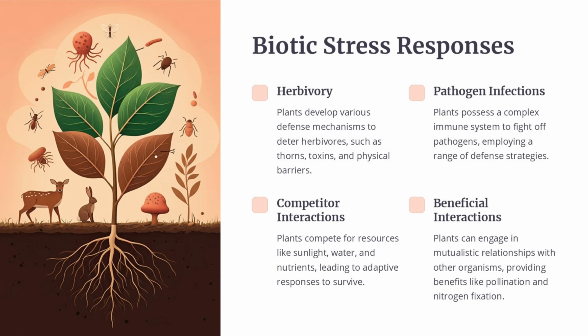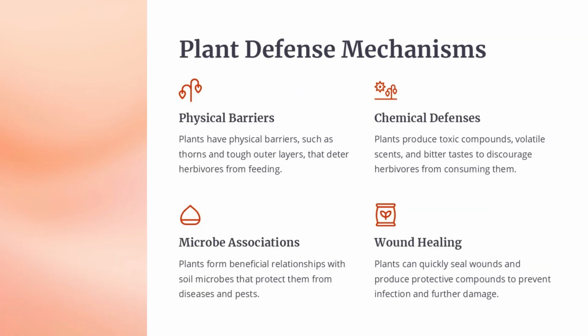Herbivory is a major threat, so plants develop thorns, toxins, and physical barriers to deter herbivores. Plants also have a complex immune system to fight off pathogens, using a variety of defense strategies. Competition for resources like sunlight, water, and nutrients leads plants to adapt and respond in order to survive. However, plants can also engage in beneficial, mutualistic relationships with other organisms, like pollinators and nitrogen-fixing bacteria. Plants have evolved a range of defense mechanisms to protect themselves from herbivores and pathogens.